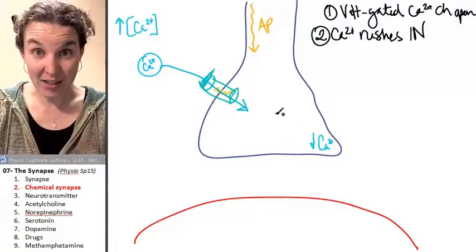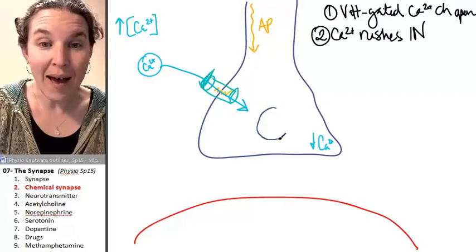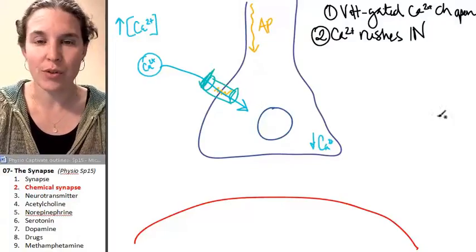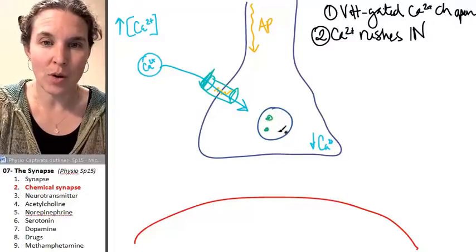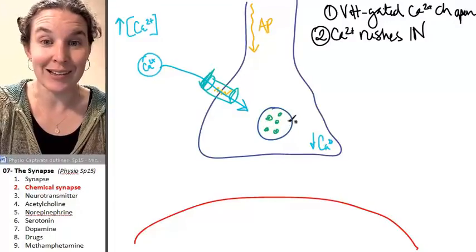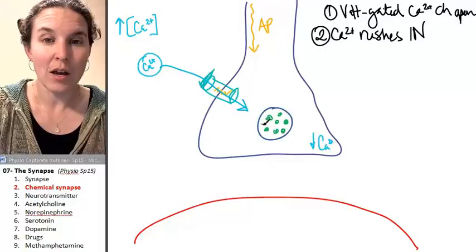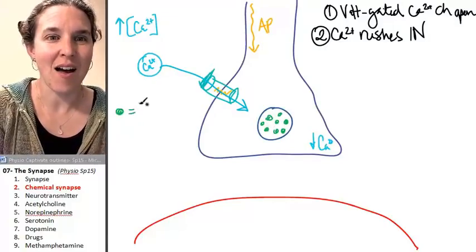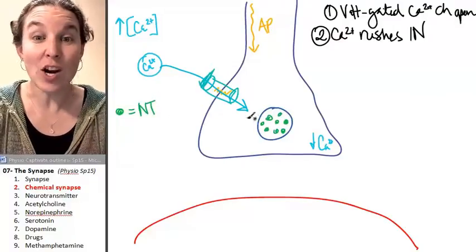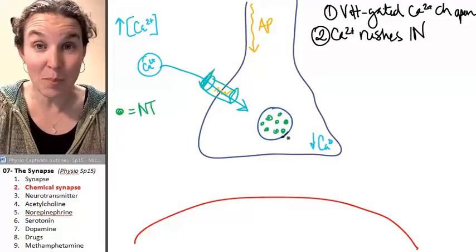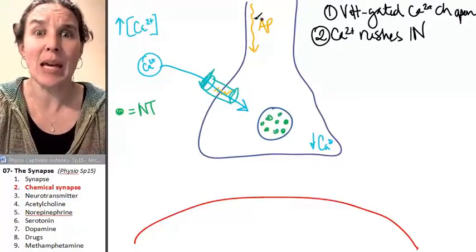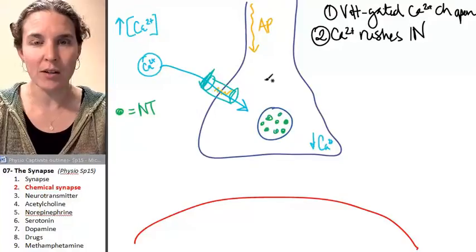Inside the axon terminal, you also have these little bubbles of juice. And I'm going to draw the juice like this. Guess what the little green things are? That's neurotransmitter, dogs. That's a chemical. And the chemical is inside this little bubble in the axon terminal. And in comes calcium because the action potential arrived.